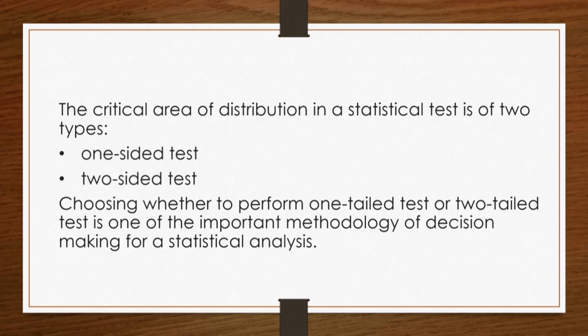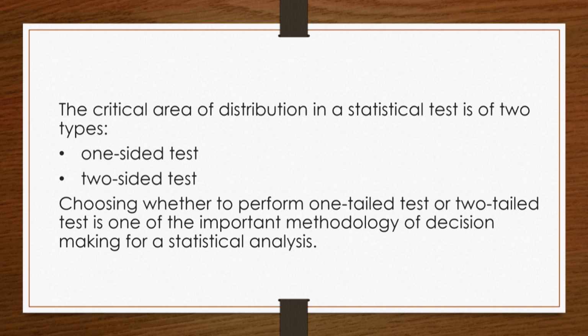Dear students, let us begin the third part of this lesson, in which you will be able to understand the importance of studying the testing of the hypothesis for one-tailed test. Students, the critical area of distribution in a statistical test is of two types. One is one-sided test, another is two-sided test.